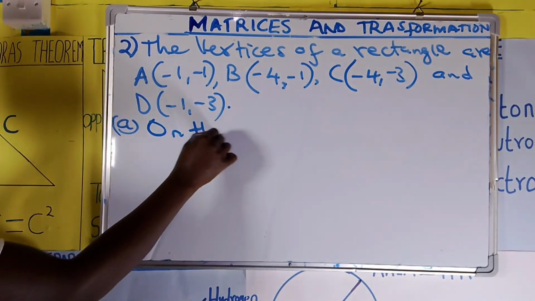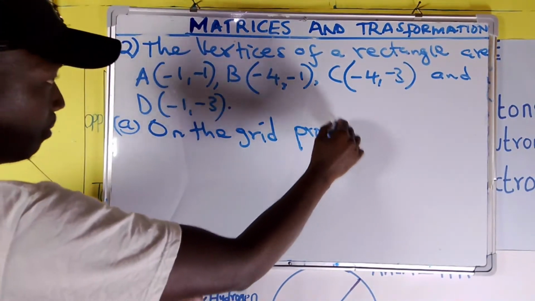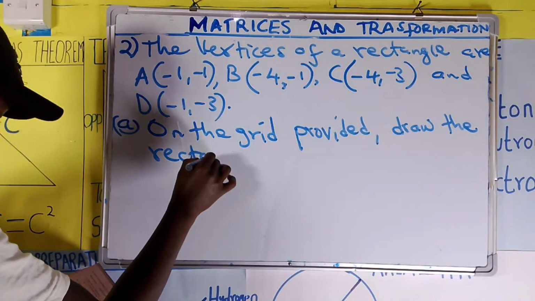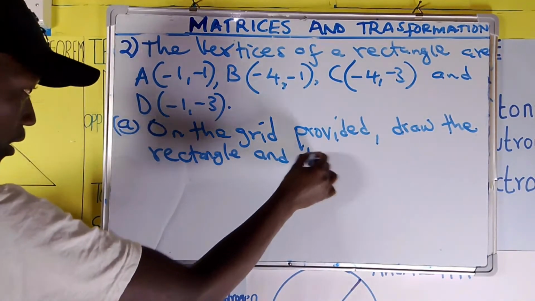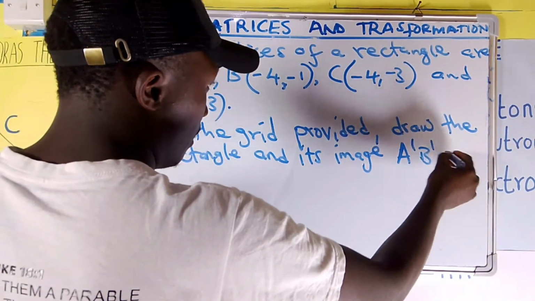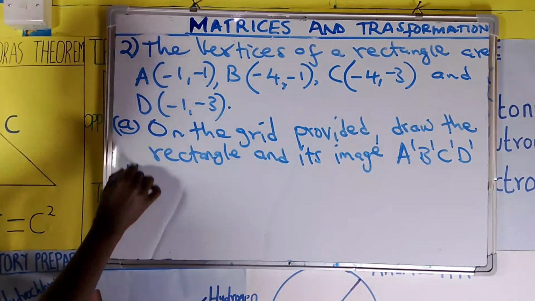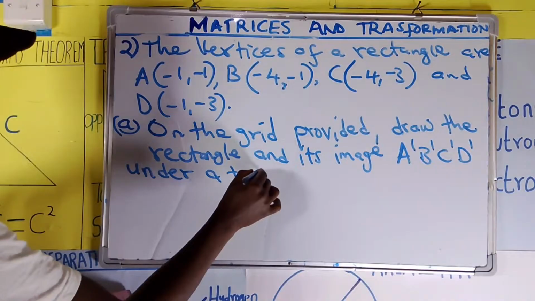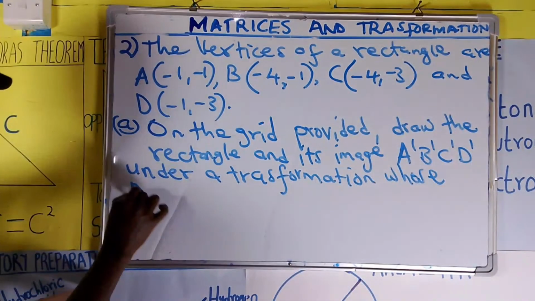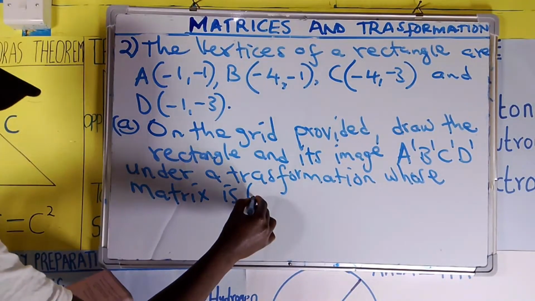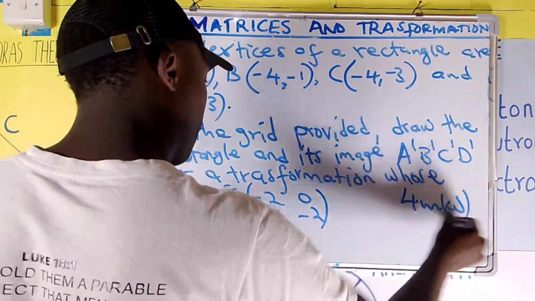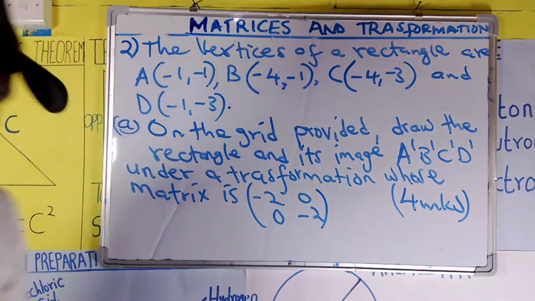A, on the grid provided, draw the rectangle and its image A prime, B prime, C prime, D prime under a transformation whose matrix is -2, 0, 0, -2. 4 marks. I want us to do that question.